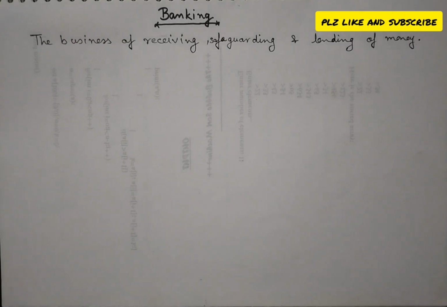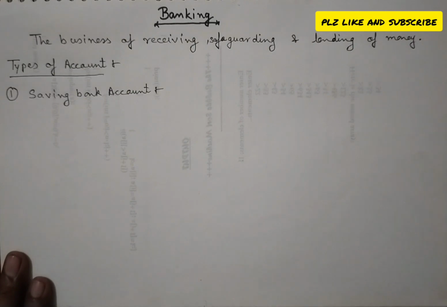Then we go for the types of accounts, the types of services which the bank provides to us. The very first which we have is a savings bank account. In a savings bank account, we can deposit and withdraw as many times as we want in a month from our account. And the bank provides us with less interest on the amount which is in our account in the bank.